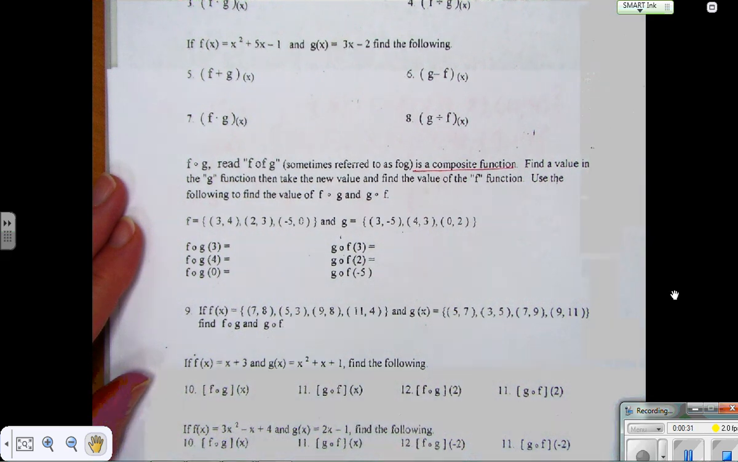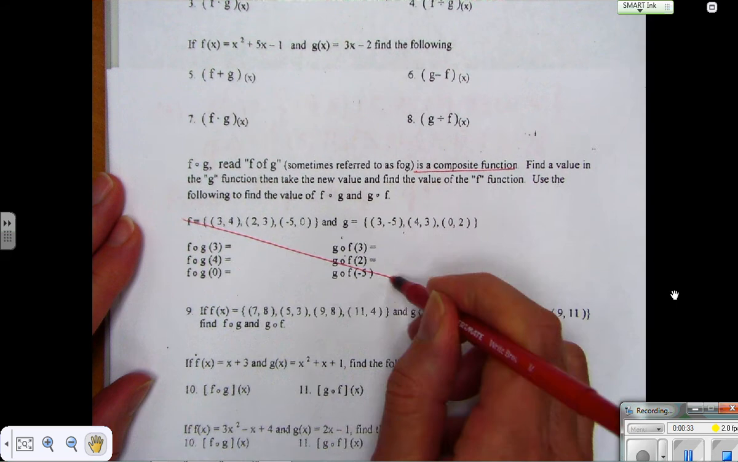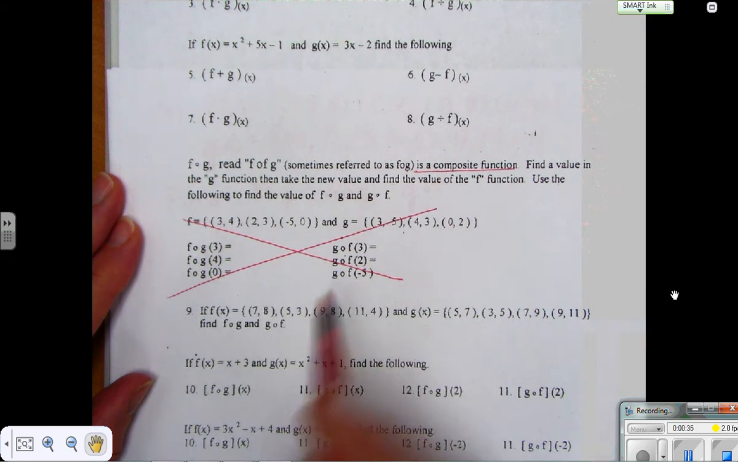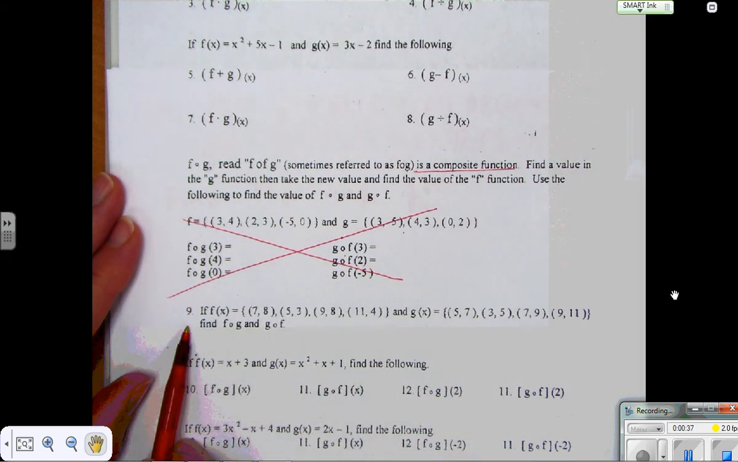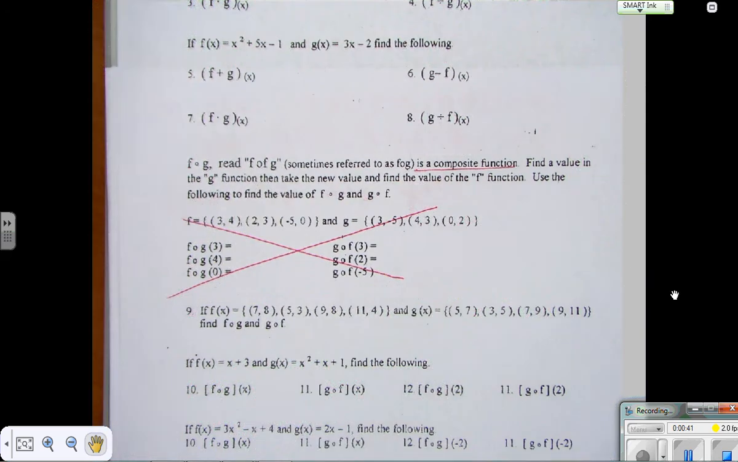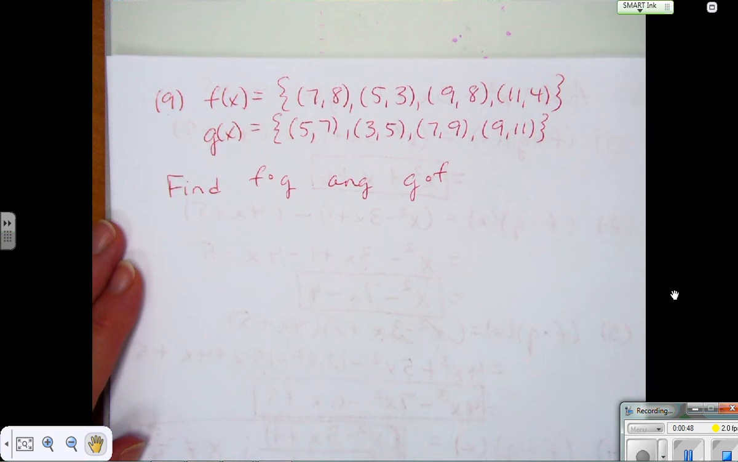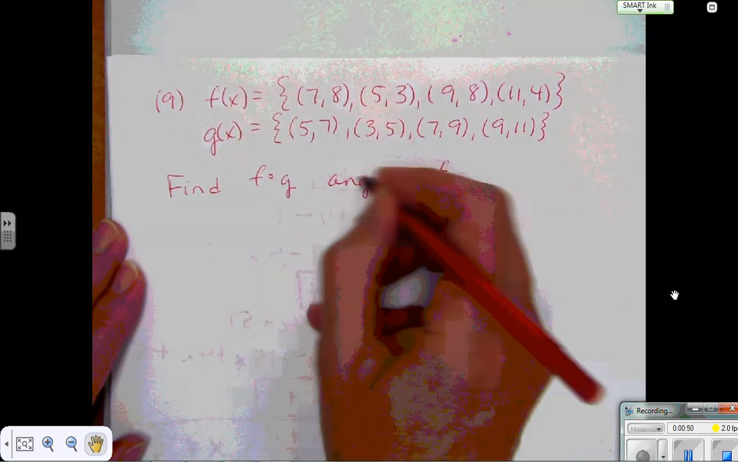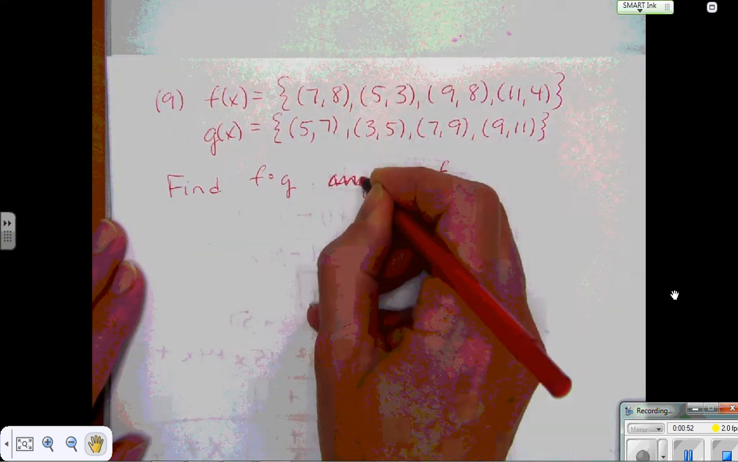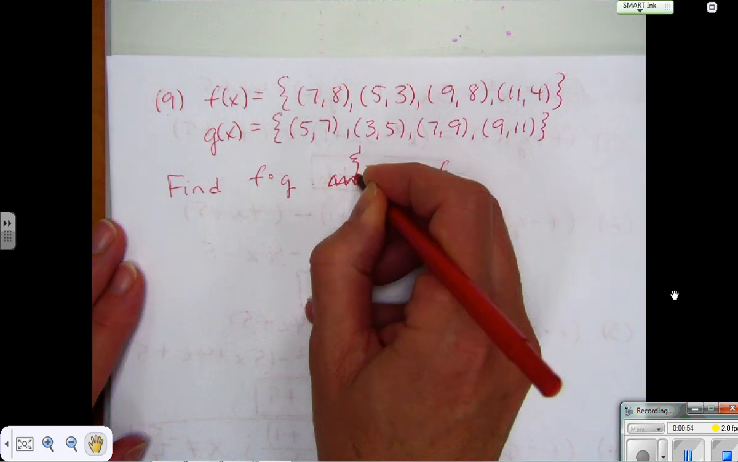Okay, so we are not doing this example here. We're going to skip down to number 9, and we're going to use that example. Okay, so I have it written down on my paper already. We are going to find f of g and, oh, I wrote that wrong, and g of f.